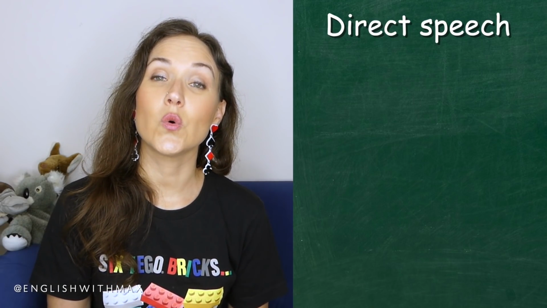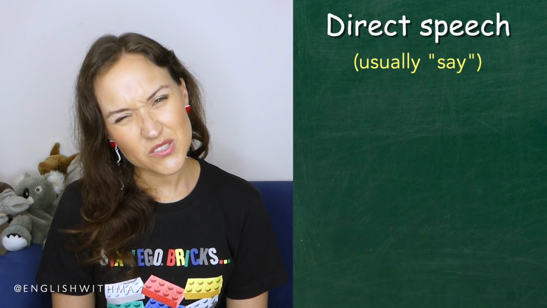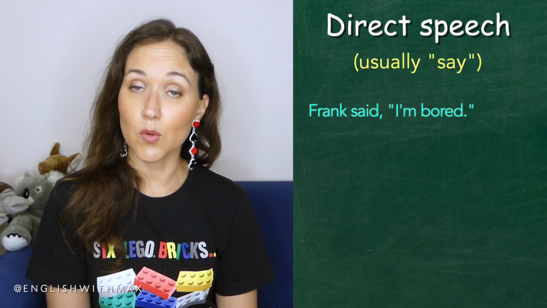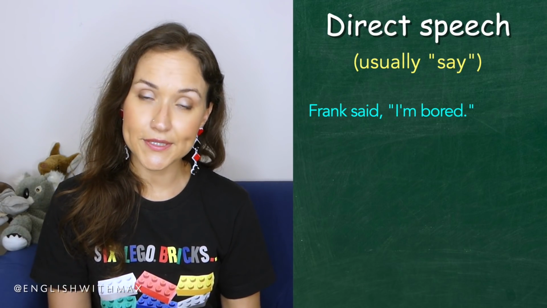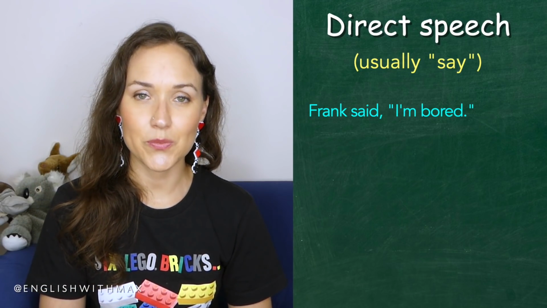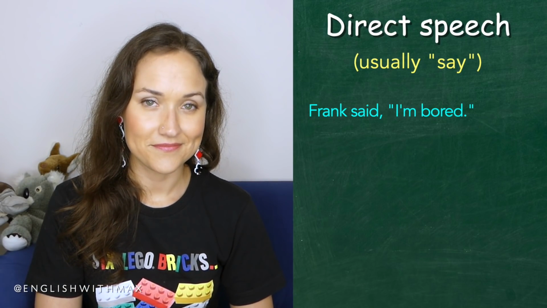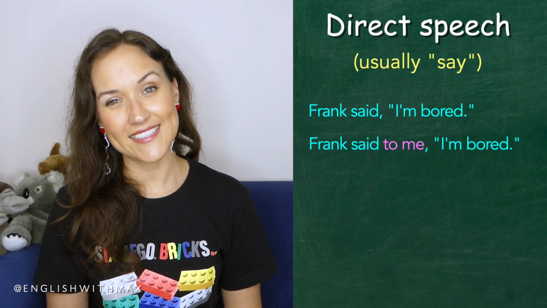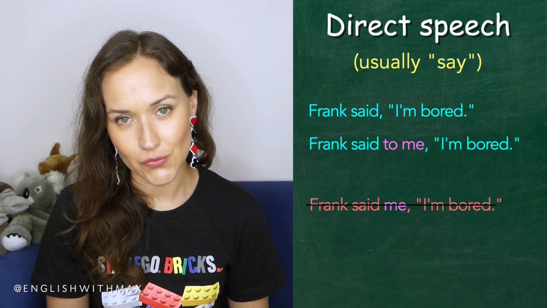Let's now look at direct speech. Direct speech is when you're quoting the exact words that somebody has said. We usually use say for direct speech. Frank said, "I'm bored." If you want to include who the information is for, you need to add to plus a noun or object pronoun. But here it goes immediately after said. Frank said to me, "I'm bored." You can't say, "Frank said me, I'm bored." You need the word to.